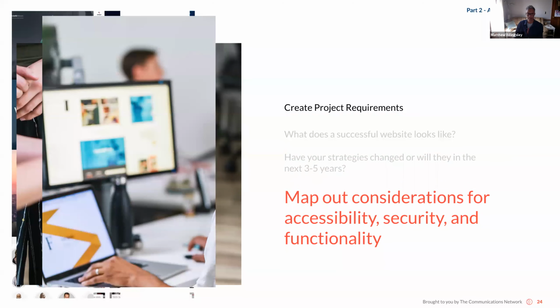And then finally, map out considerations for accessibility, security, and functionality. So a good tip here, it's almost not even a tip, it's almost a requirement. Keep a technical development lead involved early at all times. Are you using any third-party vendor plugins or platforms? Have a plan for the integration of those into the site, or if you need to sunset them or archive them, have a plan for that as well, and have something that can replace it.